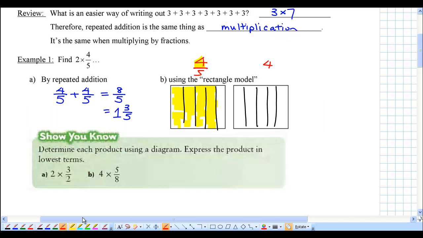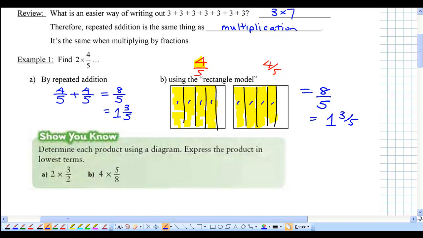Well, I better draw that over here. So I'm going to shade those in. And then can you see in this model here how many fifths I have? If I count, I have 1, 2, 3, 4. How many shaded ones? Sorry. 5, 6, 7, 8. And that's why our answer here is 8 over 5. 8/5 or 1 and 3/5. It's that easy, ladies and gentlemen. Okay?